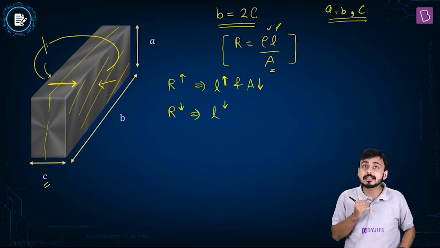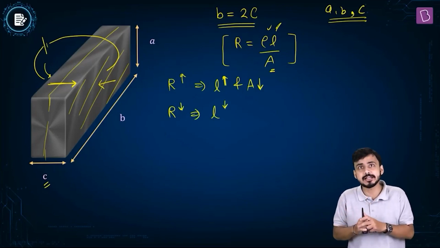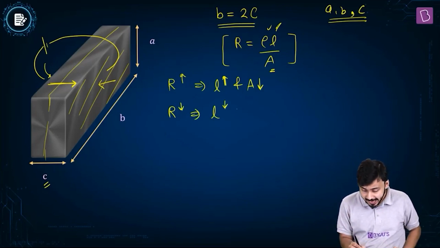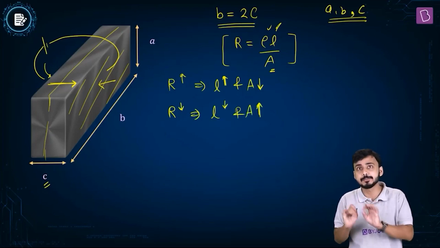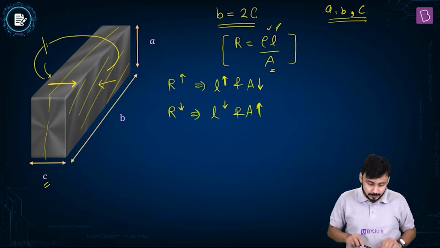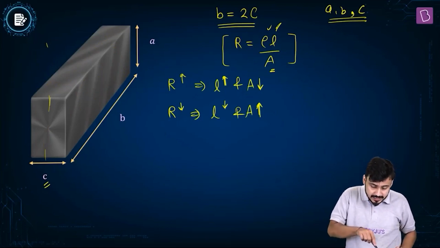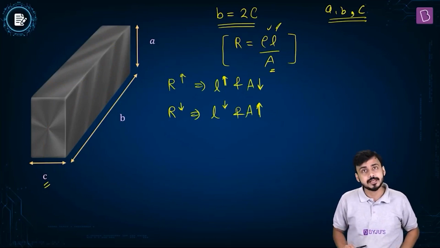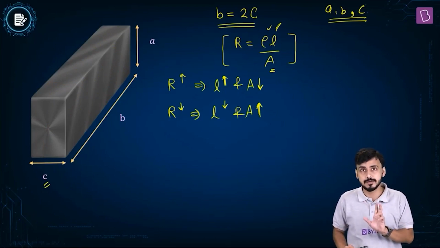So you have to minimize the length. You have to take such an orientation where the length is minimum and the area is maximum, right? Because R is inversely proportional to A, correct? Now we will talk about the different possible configurations in this case. So what are the different possible configurations? There are three possible configurations.